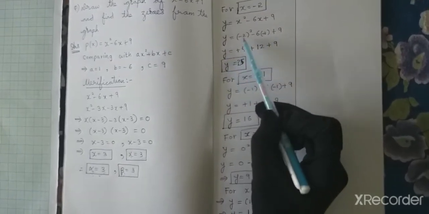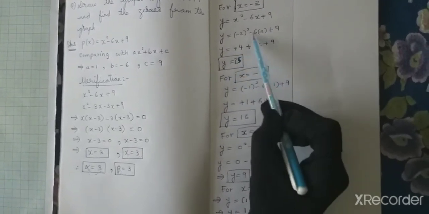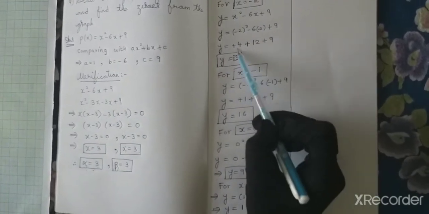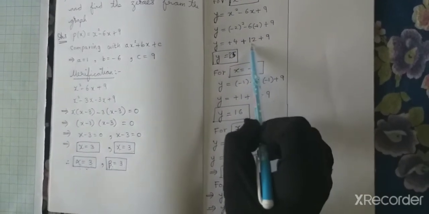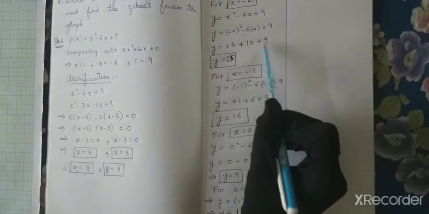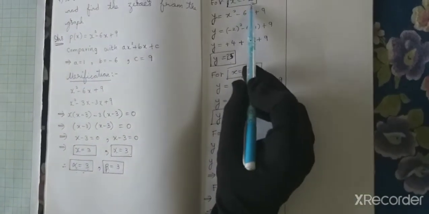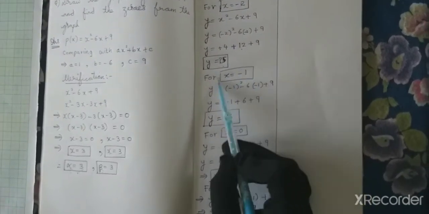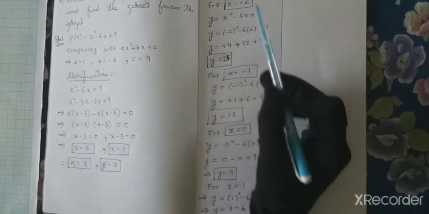So y is equal to minus 2 into minus 2 is plus 4, minus into minus is plus, so 6 2s are 12, plus 9. 12 plus 4 is 13, 14, 15, 16, 16. 16 plus 9 is 25. So when x is minus 2, y is 25. Now for x is equal to minus 1, I'll take the value of minus 1. Since I took minus 2 here, I will take minus 1.